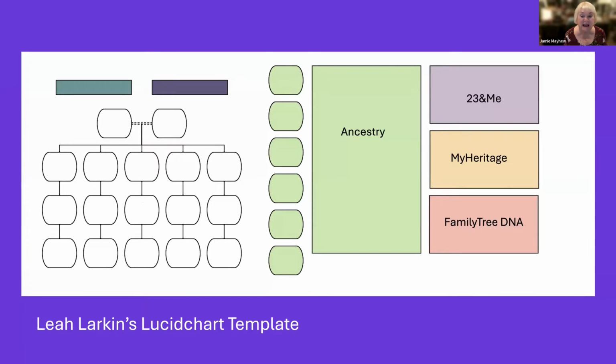She colors all of her different shapes by the colors that the companies use. Ancestry has kind of a green color. 23andMe is kind of this violet color. MyHeritage is this orangey color. And Family Tree DNA is a peachy color. So you can fill each of these people down here with the different chart colors from where they had their DNA testing done.